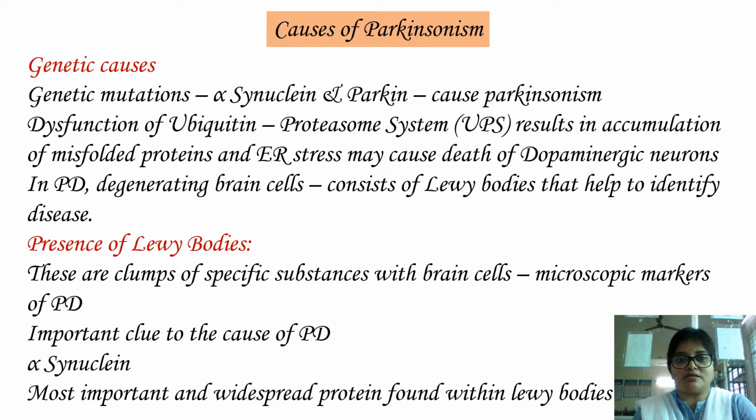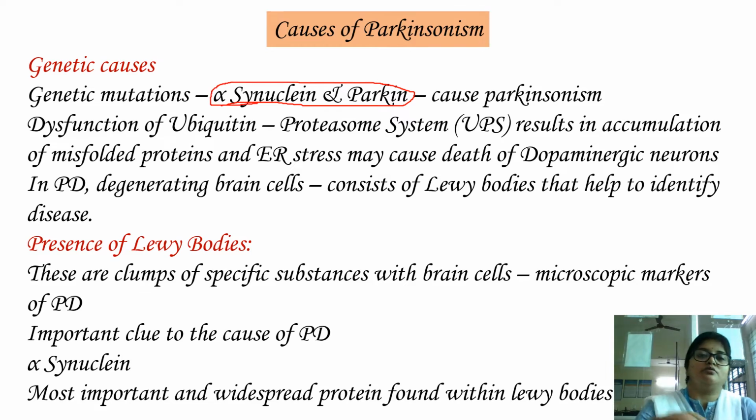So the causes of Parkinsonism include genetic causes. There are two types of proteins called alpha-synuclein and parkin. These two proteins are responsible for Parkinsonism. If many of the family members carry these two proteins in their body, then there are high chances for the next generation to have this disease. So alpha-synuclein and parkin are the two proteins.